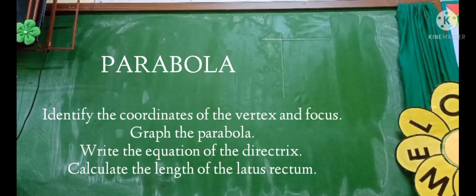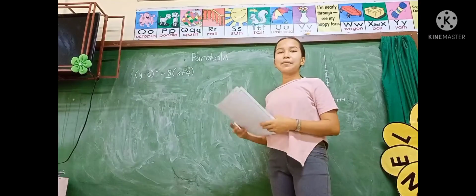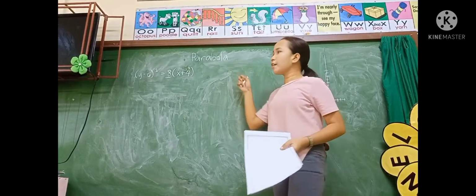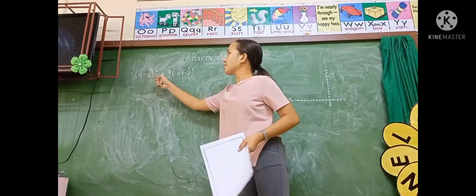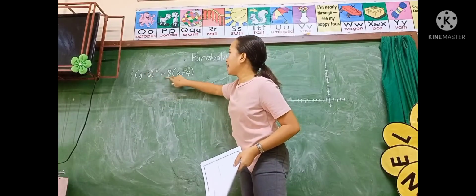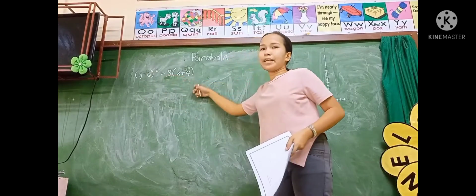First example is parabola. Identify the coordinates of the vertex and focus, graph the parabola, write the equation of the directrix, calculate the length of the latus rectum. So let's have an example. Let's start with the parabola. Given y minus 6 squared is equal to 8 times the quantity of x plus 4.